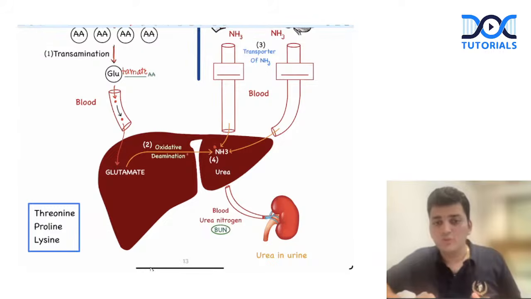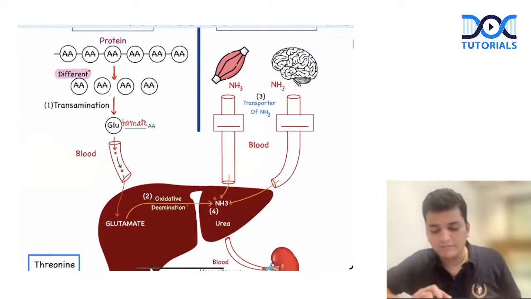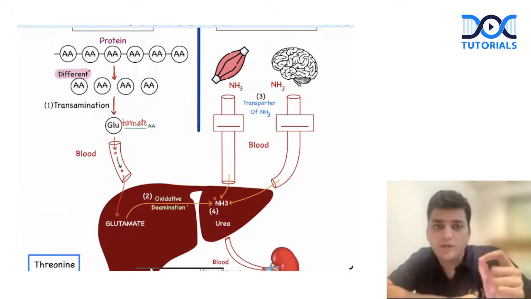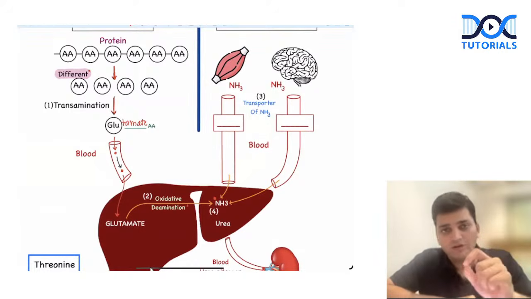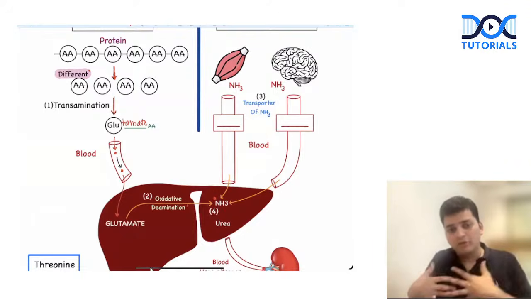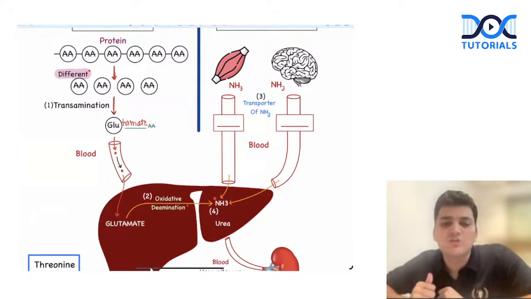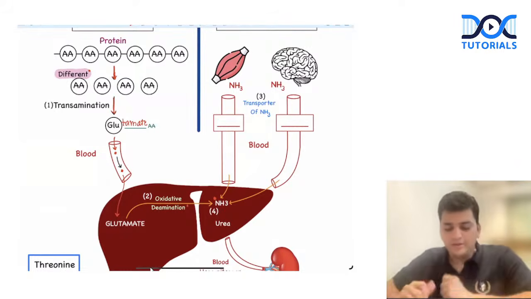So now you know the two steps of how you load your liver with ammonia. First, you convert all the amino acids into which amino acid? Glutamate. And that process is called what? Transamination. Then this glutamate will go to the liver, and in the liver, we take out the ammonia from the glutamate. That is called oxidative deamination.